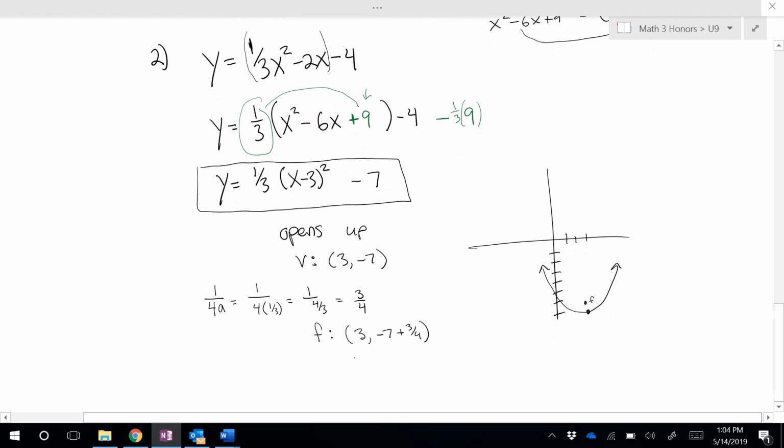What would that be if I added negative 7 and 3/4? Yeah, but what would it be? It's not hard to do. So it's negative 7 times 4 plus 3. Okay.